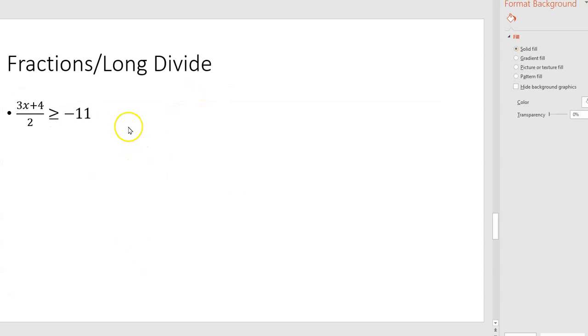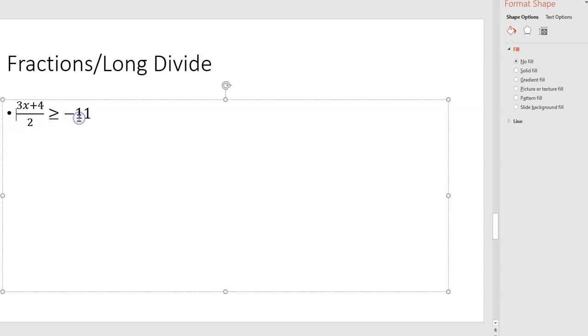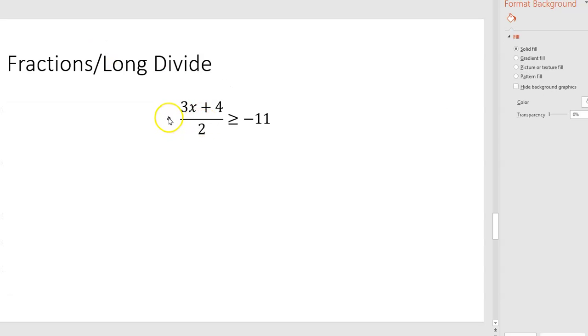Okay, our third one is fractions along with division. I call it the long divide. So the first thing, you'll notice everything is being divided by 2. So my first step is going to be to times by 2. Oh, that was a really good times sign, times by 2. So that just gets rid of that fraction and makes it a nice, pretty two-step equation.